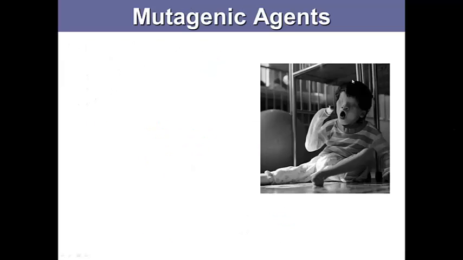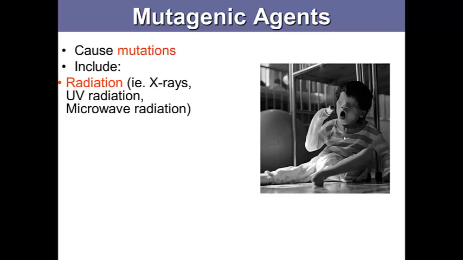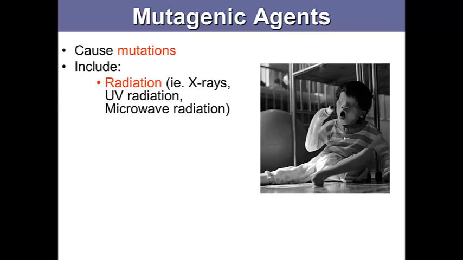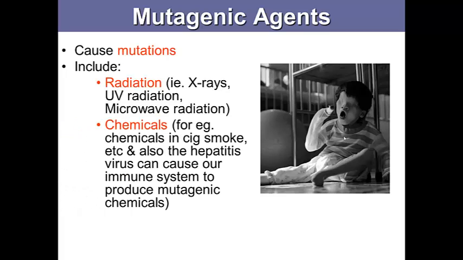So here's an example of the results of a mutagenic agent. Mutagenic agents cause mutations. They include radiation, so X-rays, UV radiation, and microwave radiation. They also include chemicals, for example, chemicals in cigarette smoke. Also, the hepatitis virus can cause mutations in the immune system.